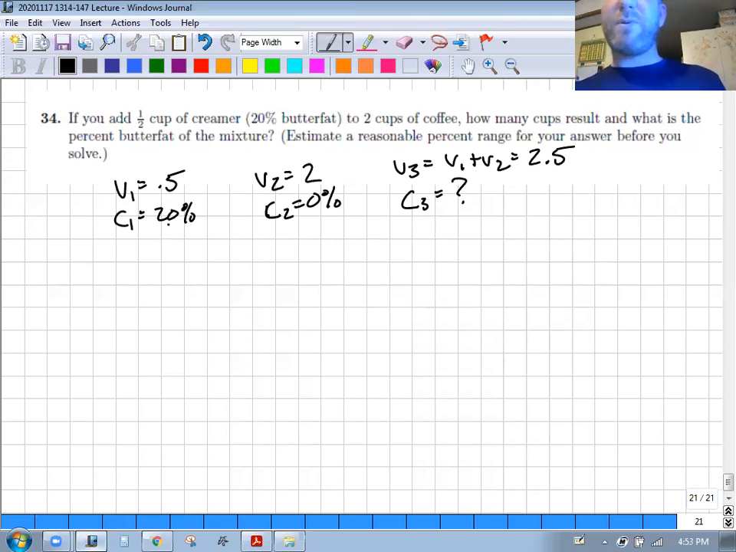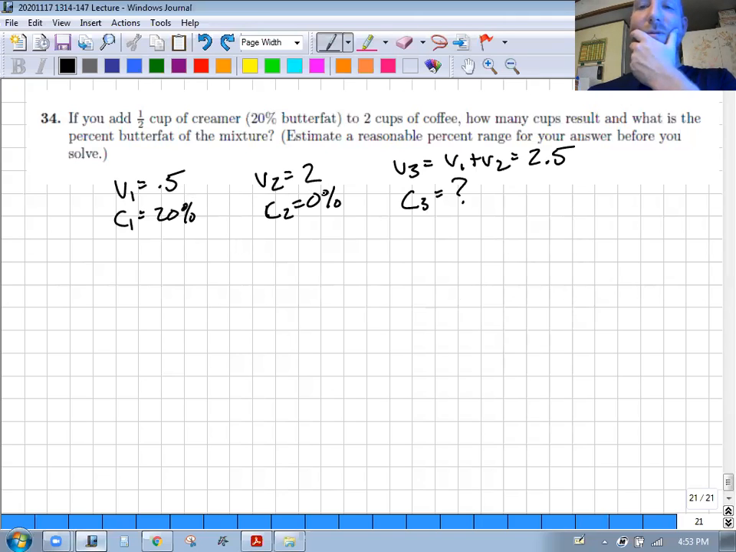Well, you've got something that's 20% butterfat and something that's 0% butterfat. Mixing them together, the answer should be between 0 and 20, right? There's more at 0 than there is at 20%. In fact, there's 4 times as much coffee as there is creamer. Would it be closer to 20% or 0%? Half a cup at 20%, 2 cups.